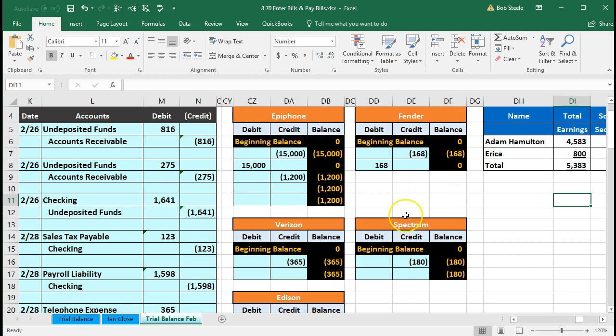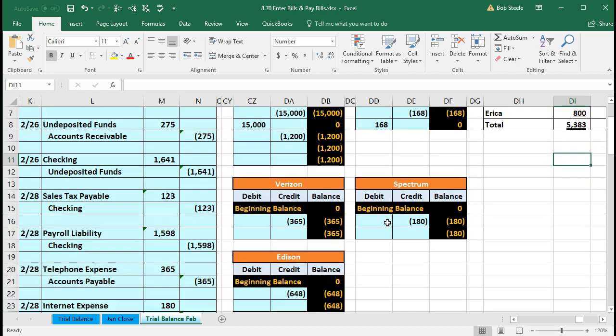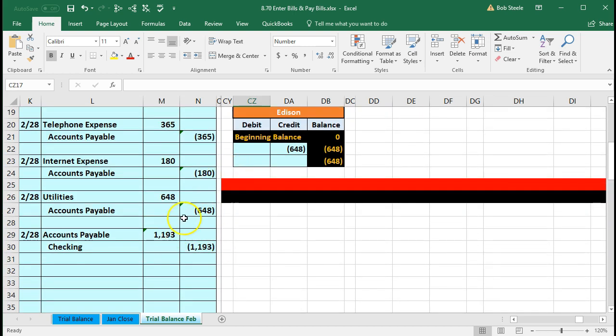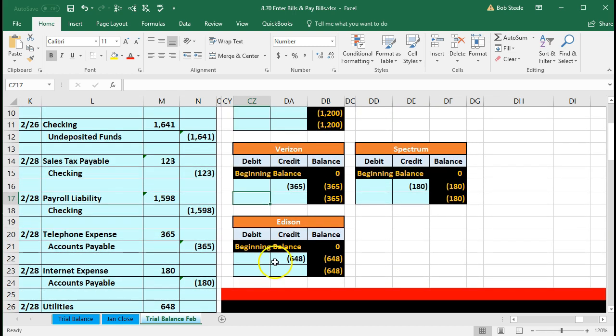And of these vendors, people we owe, companies we owe, we didn't pay Epiphone yet. We did, and Fender's already paid off. We're down here in Verizon. That's who we paid. So I can't just post this directly, meaning I can't just take this number and post it as we have in the past, because we didn't post three different journal entries, which may have been nice to do to see more detail, but this takes fewer entries to do, and we'll still track the fact that we're paying off these vendors in the subsidiary ledger.